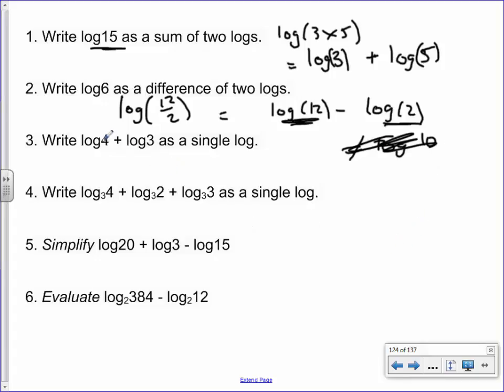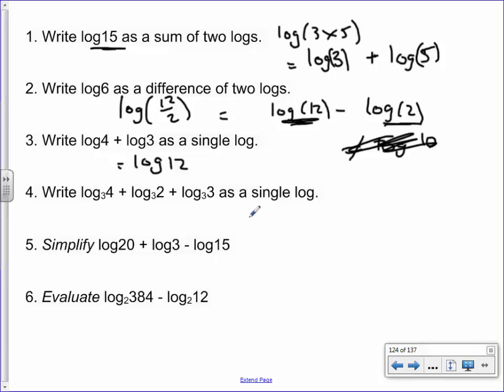Okay, so let's try this next one. What is log 4 plus log 3 equivalent to? Good, it's log 12. Why? Well, these are added separately, so they can be collectively multiplied, so 4 and 3 is 12. And again, you should be able to test this in your calculator.